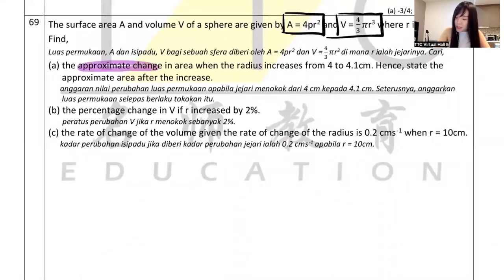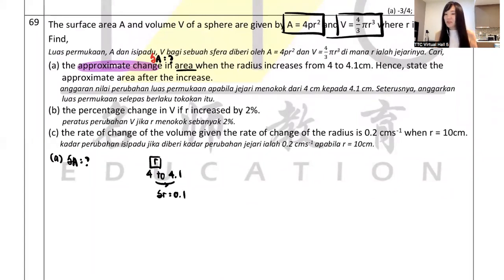Okay, approximate change. Guys, delta again. So they want to find the delta in area. I think they want to find the delta A, when the radius, right here, increases from 4 to 4.1. So I think you guys know the small change is 0.1 because you increase by that.